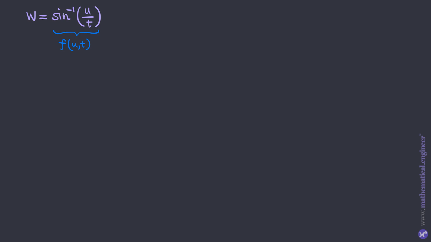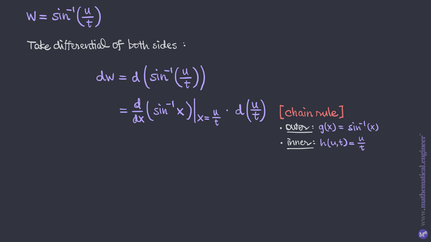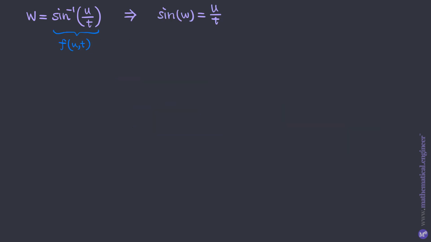To compute the total differential of w, there are two approaches. Here's the first one, which is analogous to computing derivatives using the rules of differentiation. To get started, we can directly take the differential of both sides, and then we will apply the chain rule to evaluate the right-hand side. But wait, I don't quite remember what the derivative of the inverse sine is. So instead, let's get started by taking sine of both sides.